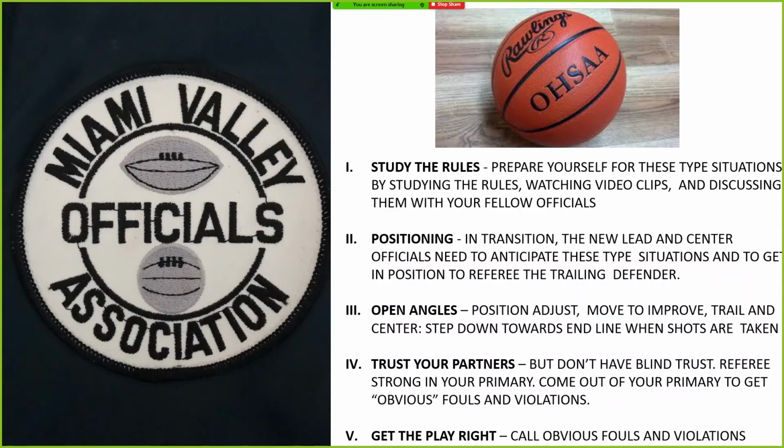3, open angles. Position adjust, move to improve. Trail and center, step down towards the end line when shots are taken. 4, trust your partners, but don't have blind trust. Referee strong in your primary, come out of your primary to get obvious fouls and violations. 5, get the play right. Call obvious fouls and violations.